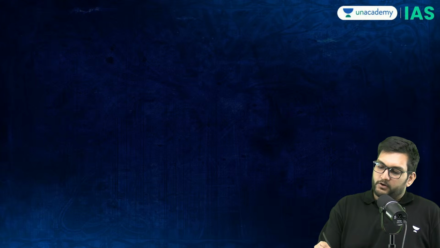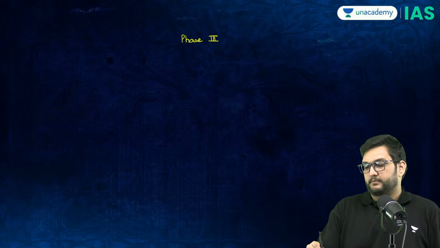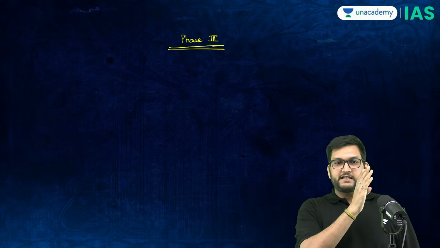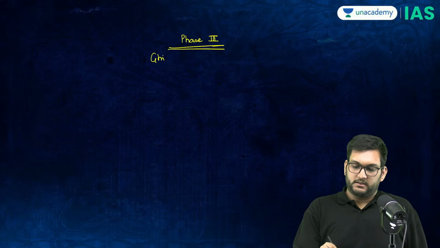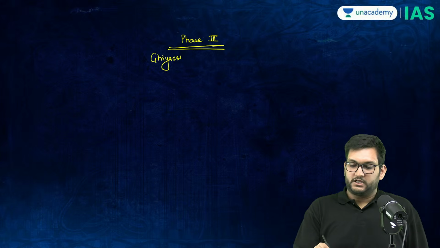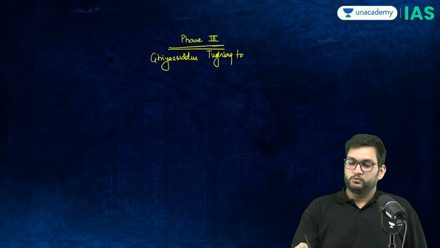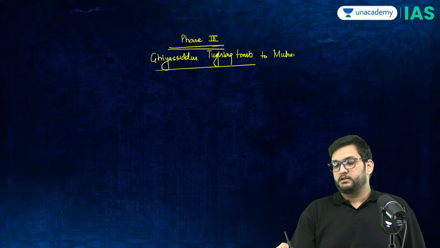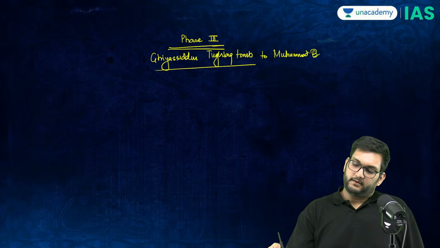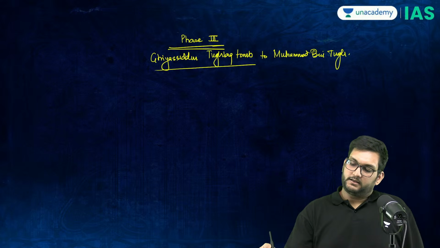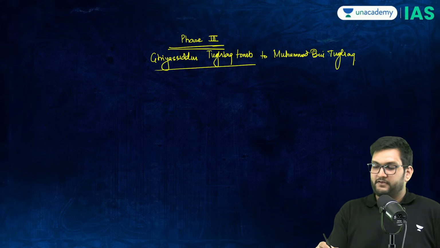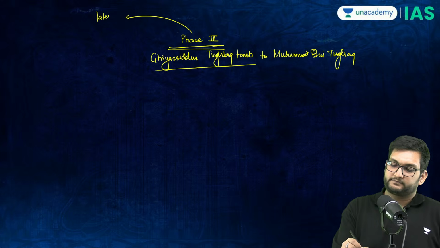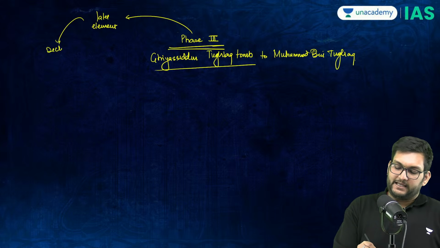Now when we talk about phase 3, it is between Ghiyasuddin Tughlaq's tomb to Muhammad bin Tughlaq. And in the later elements of phase 3, we can see declining aspects.